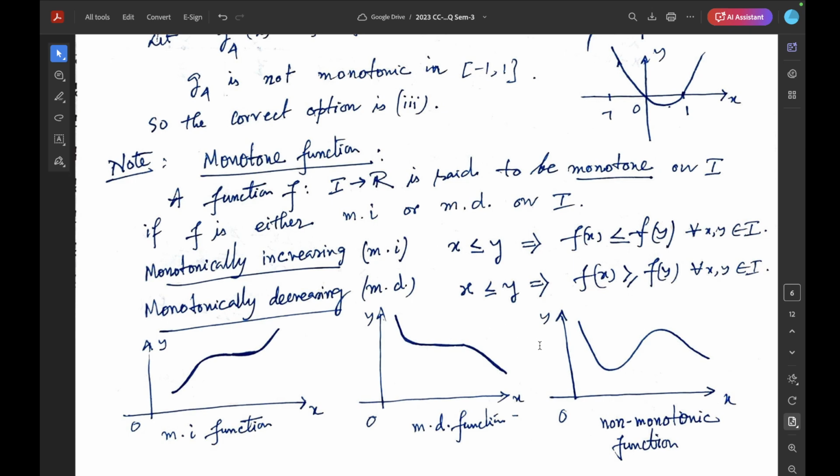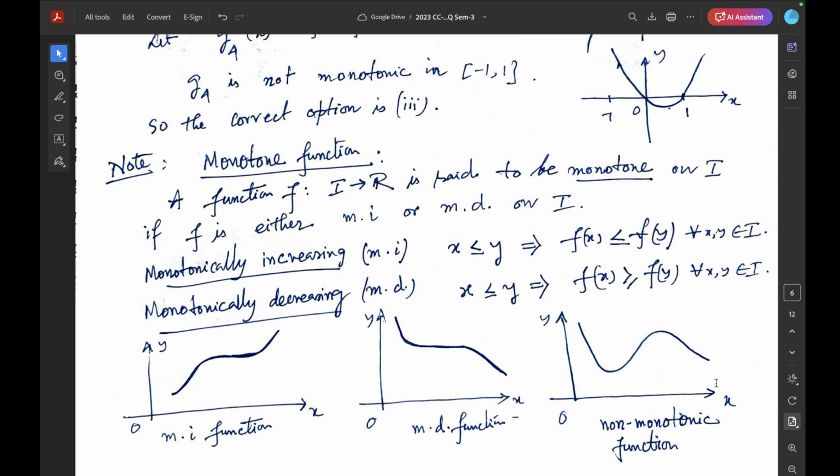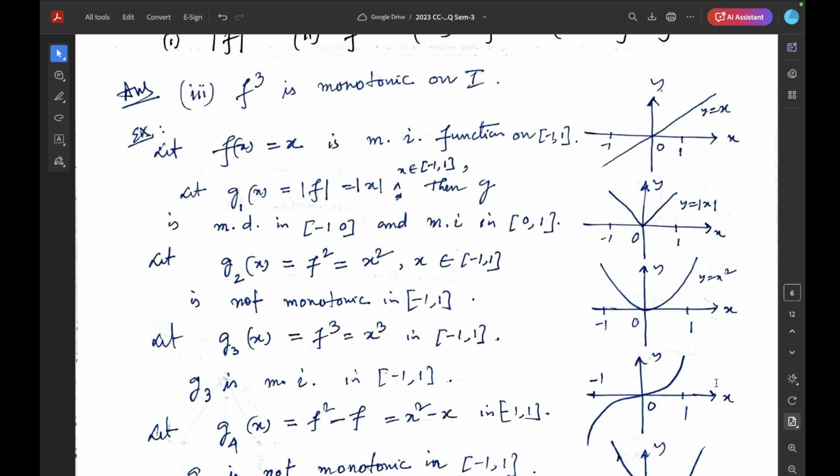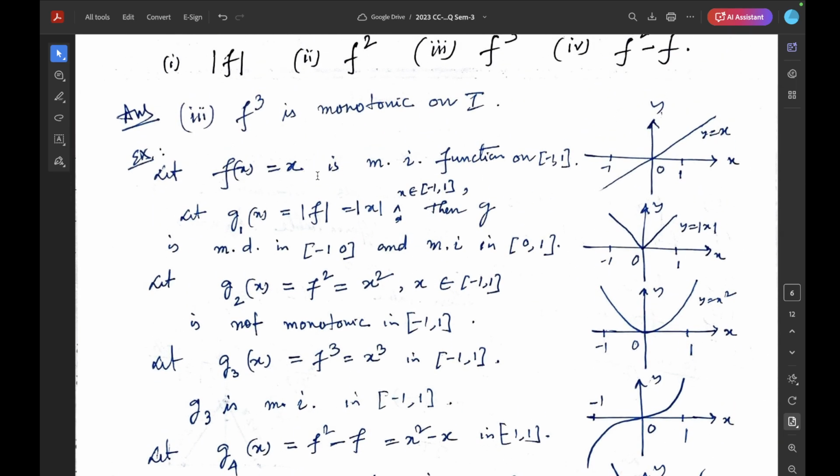But this function, this non-monotonic function, is piecewise monotone. From this part to this part it is monotonic decreasing, from this part to this part monotonic increasing, from this part to this part monotonic decreasing. But this function is not monotonic throughout the interval. So remember this. Consider the example f(x) equals x, a monotonic increasing function.